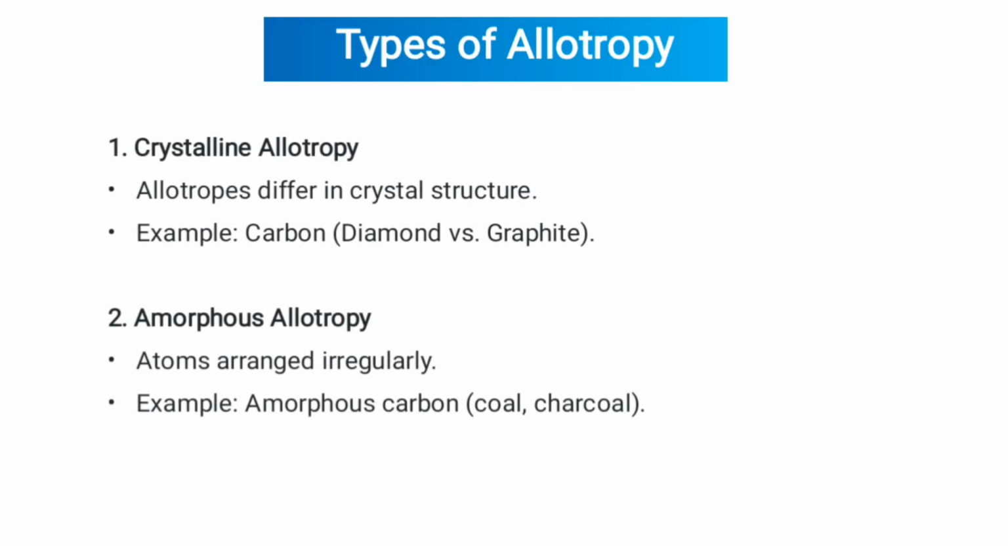Now, types of allotropy. The first one is crystalline allotropy, meaning allotropes differ in crystal structure. Example, carbon, meaning diamond versus graphite. And the second one is amorphous allotropy, meaning atoms are arranged irregularly. Example, amorphous carbon, coal, and charcoal.